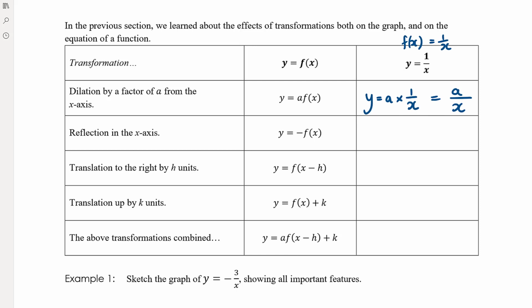Reflection in the x-axis, again we make the whole function negative, or -1 times the function. So that's just going to be -1 on x, which is the same as -1 over x, which is the same as 1 over -x. They're all the same thing. So reflecting in the x-axis.